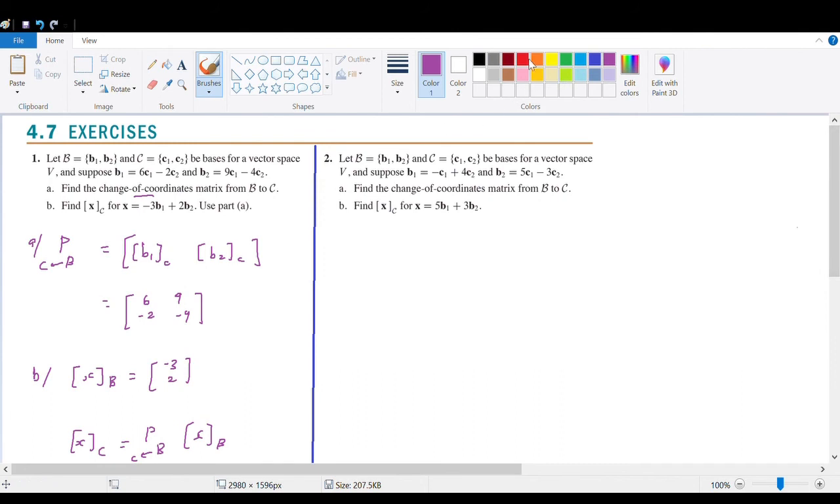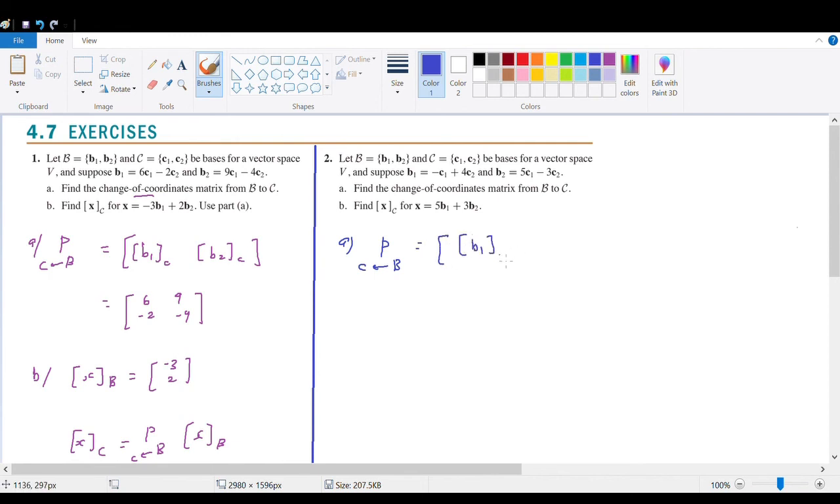For number 2, similarly, we have the basis B, B1, B2, then the basis C is C1, C2, and we have B1 is equal minus C1 plus 4C2, B2 is equal 5C1 minus 3C2. We need to find the change of coordinate matrix from B to C. Then we need to find the coordinate vector of x to the basis C, where x is given by 5B1 plus 3B2.